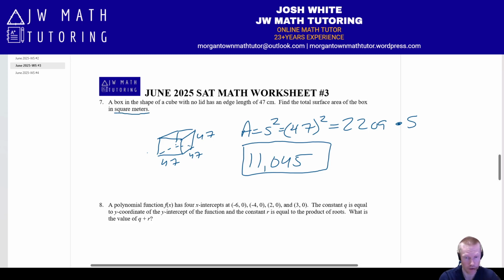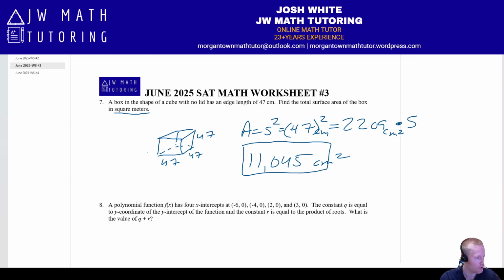Except this number right here is in square centimeters. Because 47 is centimeters, we square it, we get centimeters squared, multiplied by 5, okay, centimeters squared. So here's what the correct answer should be for this problem if the question did ask for the total surface area of this box with no lid in square meters.